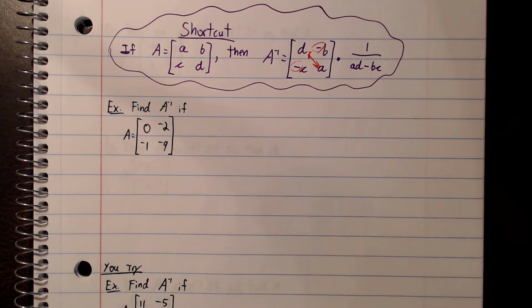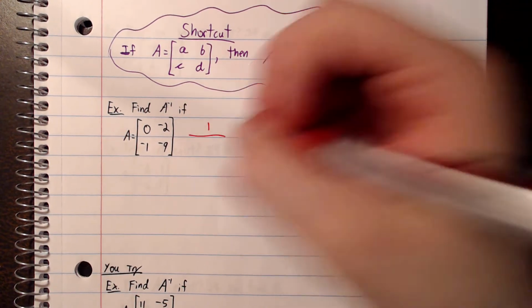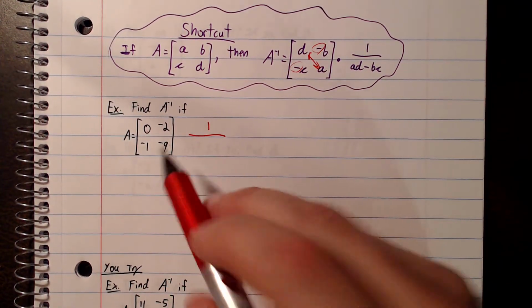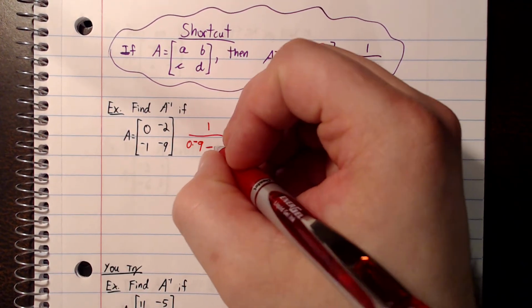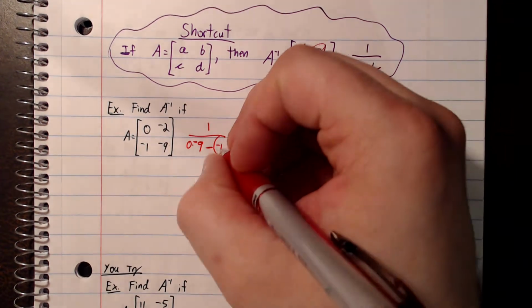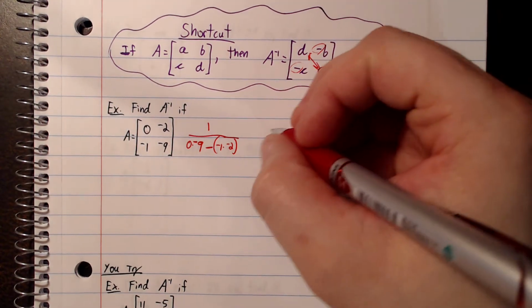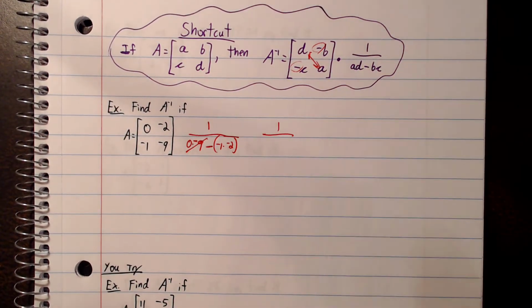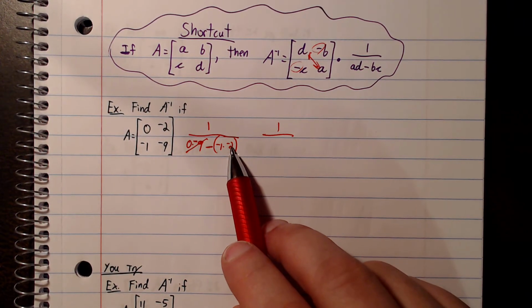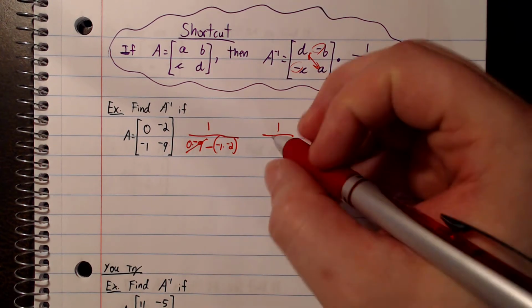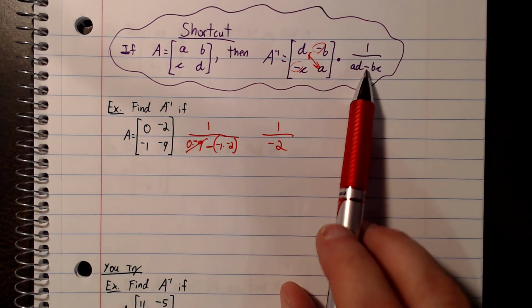Okay, so we're going to see exactly that working here in this problem. We'll leave this up here as a reference. Okay, first of all, let's find our scalar. It's going to be 1 divided by, we got A times D, so 0 times negative 9, minus negative 1 times negative 2. Let's see. This goes away, right? 0 times anything. Then we've got negative 1 times negative 2 is positive 2 times negative 1 is negative 1/2. So that is our scalar that we were looking for.